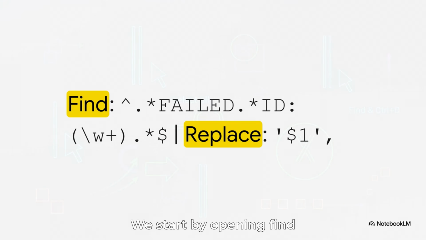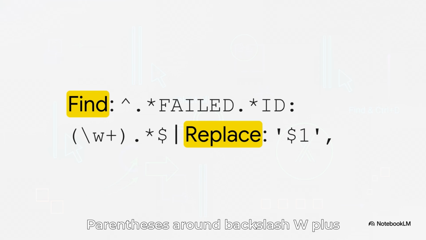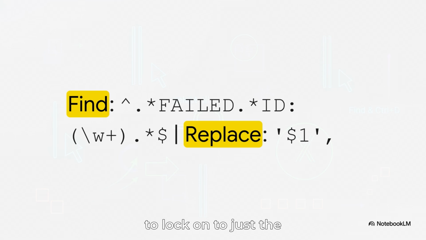We start by opening Find and Replace and clicking that little regex icon. The caret symbol matches the start of the line. It looks for the word failed, then looks for ID, and then, this is the crucial part, we use our capture group, parentheses around \w+, to lock on to just the alphanumeric ID itself. Finally, the $ sign matches the end of the line.